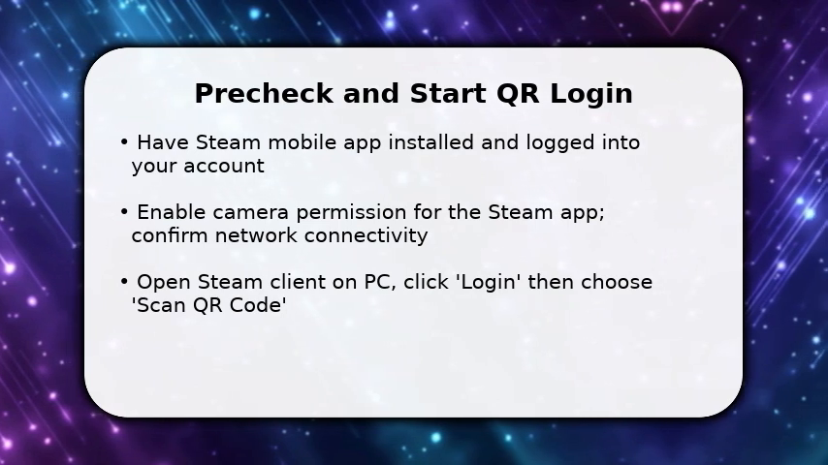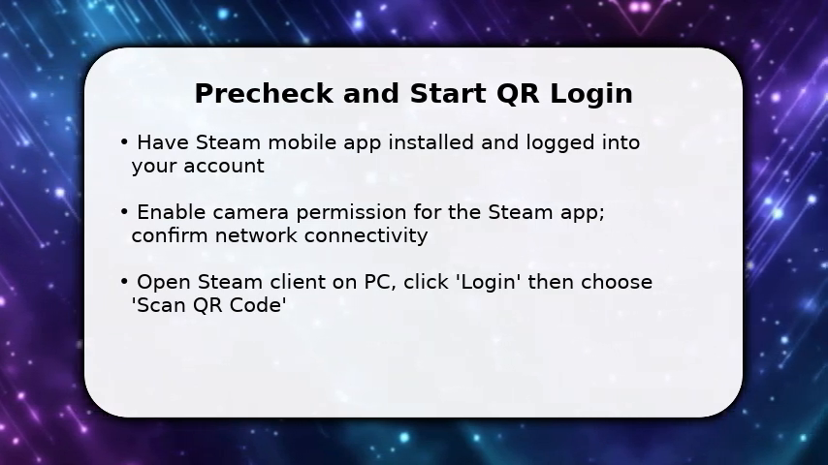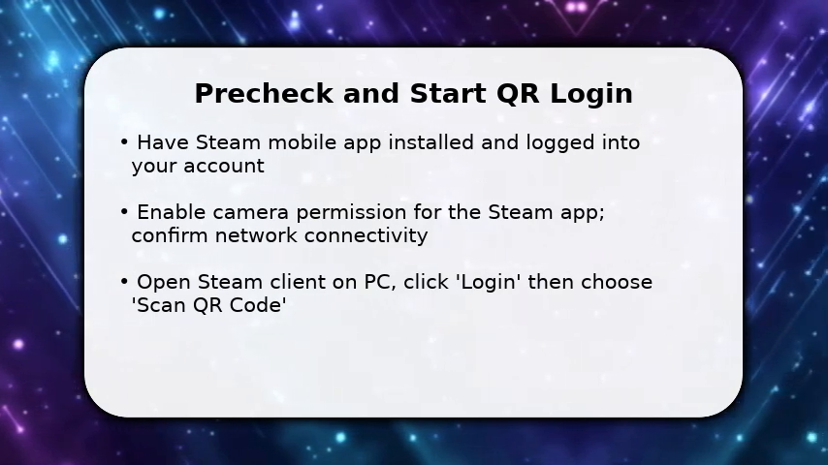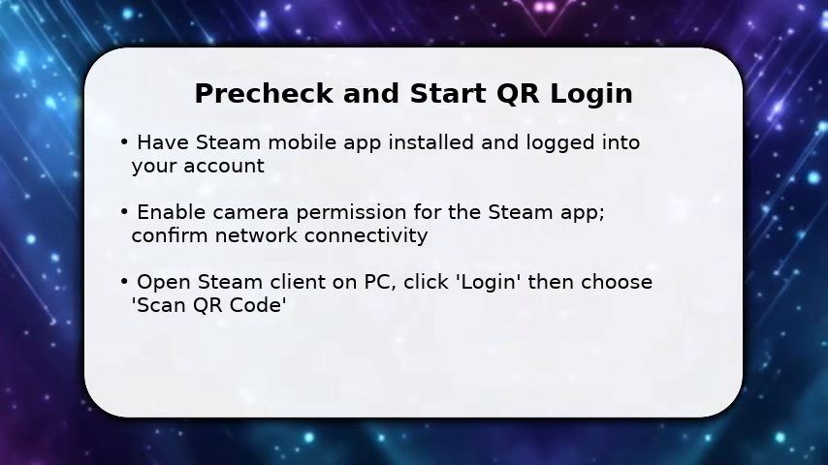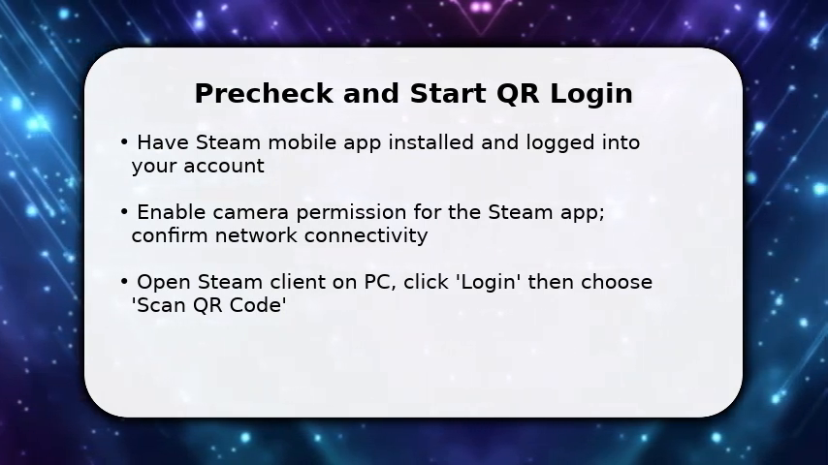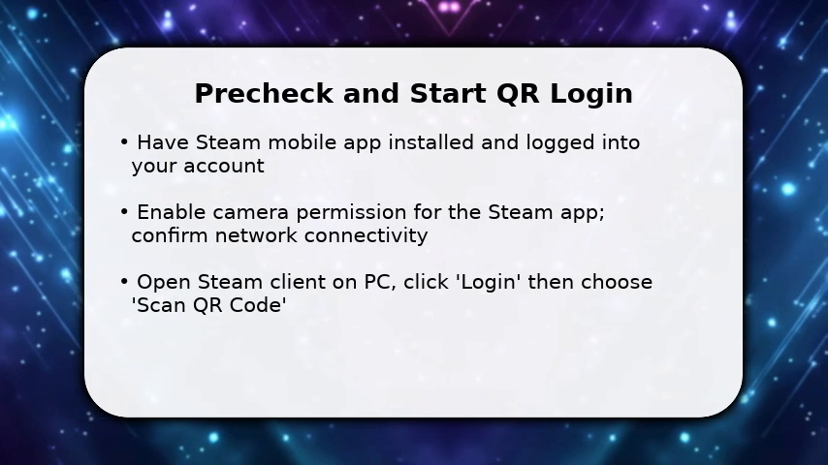On your phone, open the Steam app and tap the QR scanner in the top right or the Login section. Make sure your phone's camera is steady. Align the code inside the frame so the app can read it fast. Once your phone camera sees the code, the app decodes a temporary token.